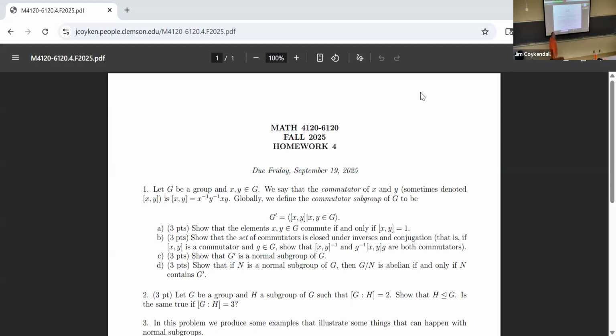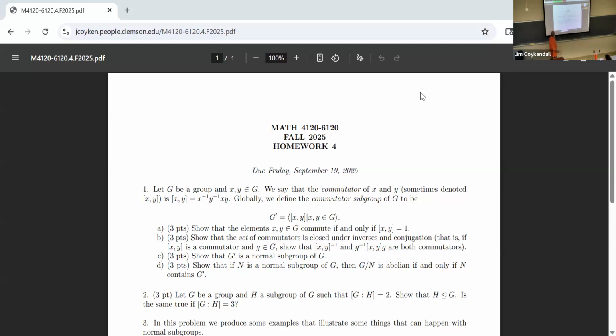We say the commutator. This is a particular way that you can make a new element of the group from the old. Sometimes written this way, the commutator of x and y is x inverse y inverse x y. And we define the commutator subgroup to be the group generated by all commutators. So you just take all commutators and see the smallest group they generate.